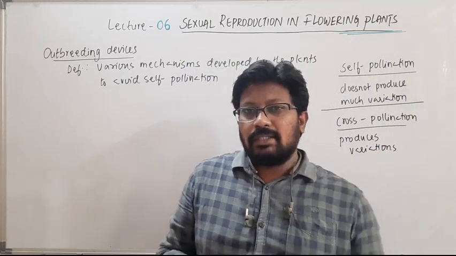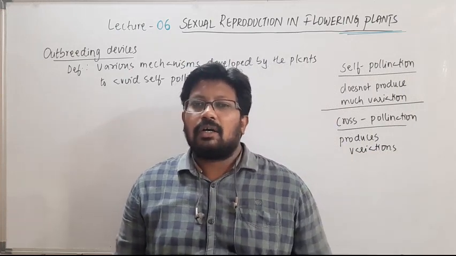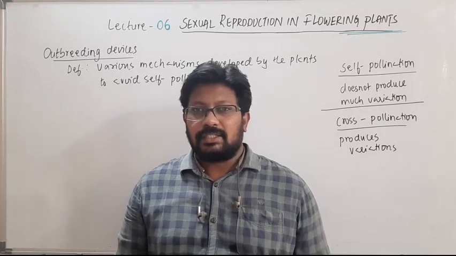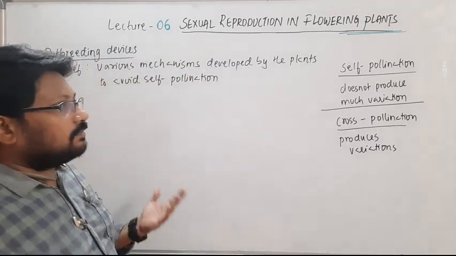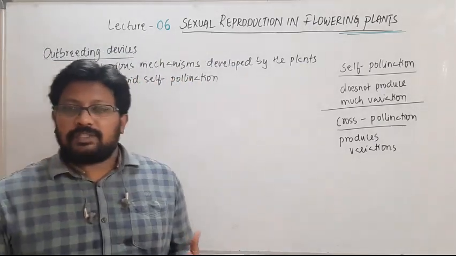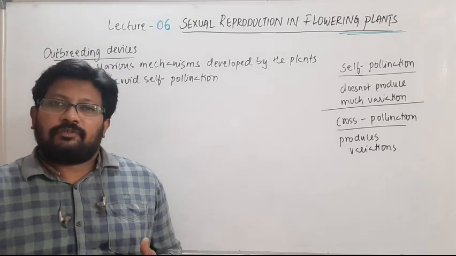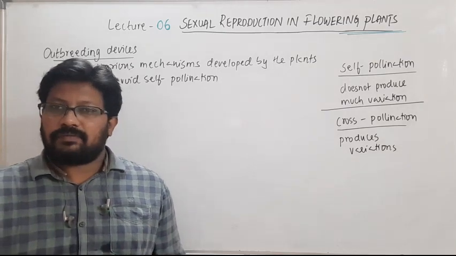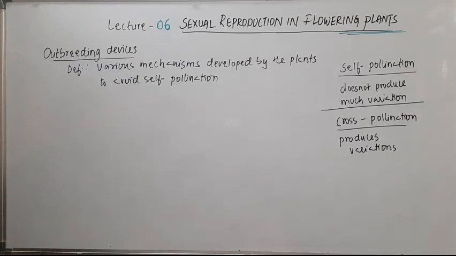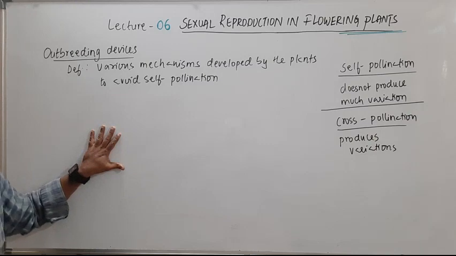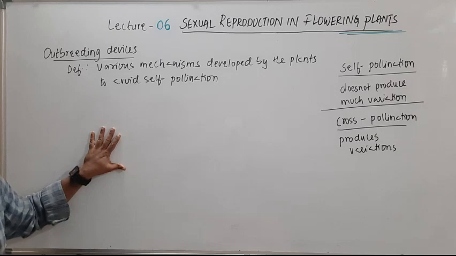Of course, not only the plants, other organisms also like to go for cross-fertilization instead of self-fertilization, because self-fertilization will not produce much variation, and only cross-fertilization results in production of variations which are very important for the survival of the organisms, right? So now we understood that the majority of plants do not like to go for self-pollination, and they will avoid it and like to go for only cross-pollination.